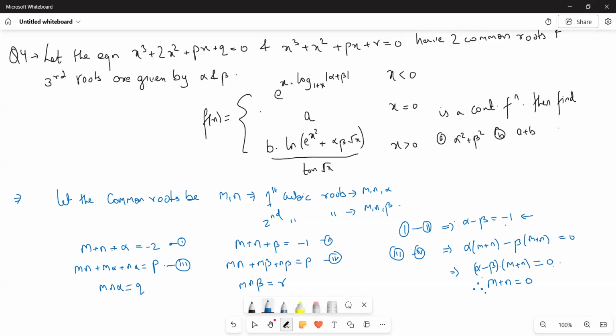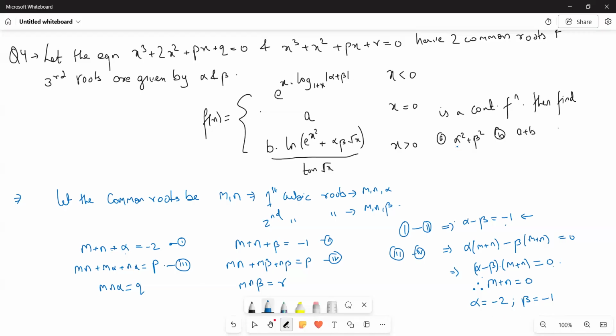ठीक है ना? But then if m plus n is 0, so what would be alpha? -2. Alpha हो गया -2, beta हो गया -1. Is everyone clear on the calculation of alpha and beta? Is it okay with everyone? Yes, sir. Okay.